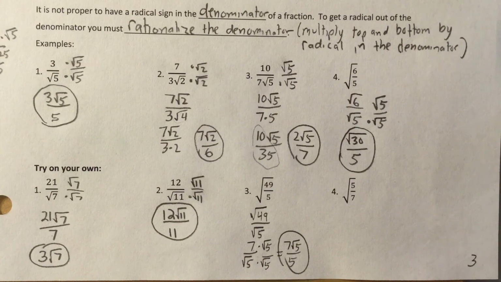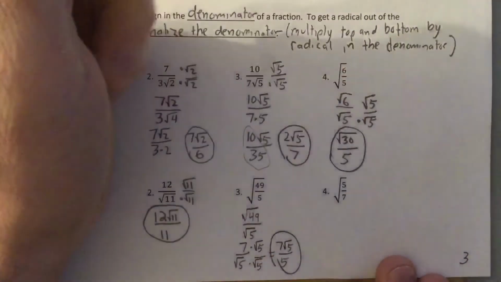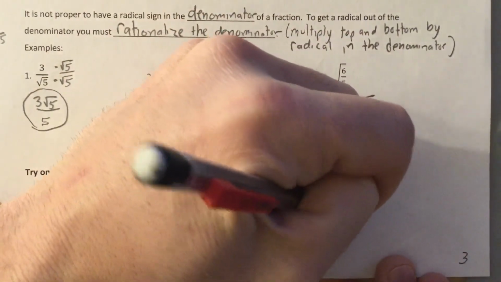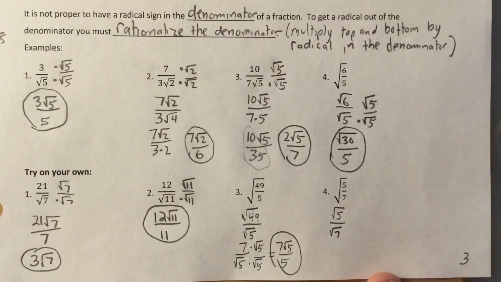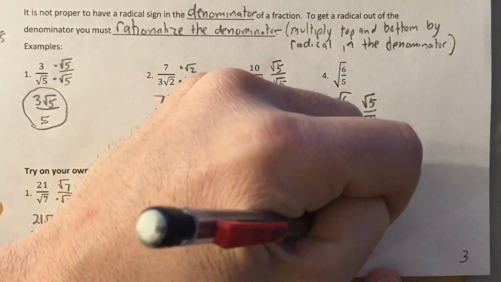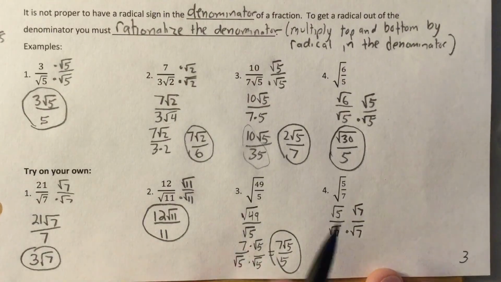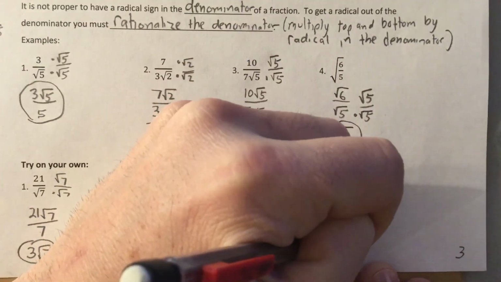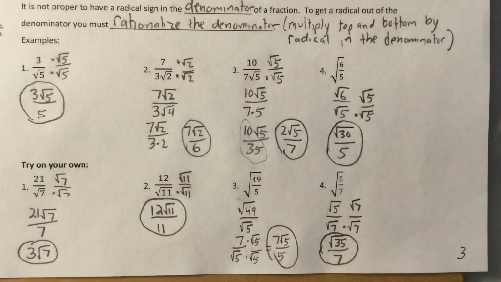And last but not least, square root of 5 over 7. Again, I'm going to rewrite it as square root of 5 over square root of 7. And I'm multiplying top and bottom by root 7. So I would multiply 5 and 7 together and get square root of 35 over 7. Final answer. All right, now you know all the operations for radicals.